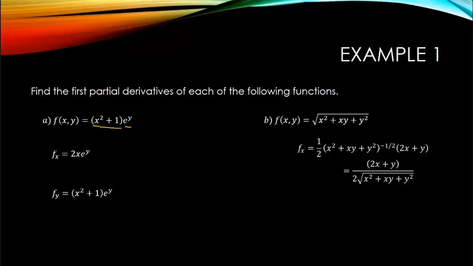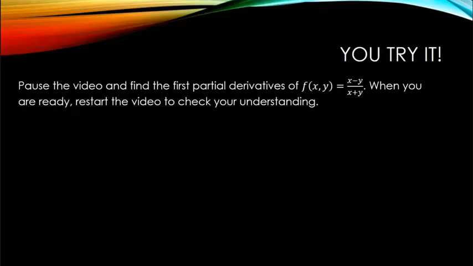squared. My fy, partial derivative with respect to y, is given by 1/2 times the quantity x squared plus xy plus y squared raised to the negative 1/2 power times x plus 2y. Again, I simplify that a little bit. I get the quantity x plus 2y over 2 times the square root of the quantity x squared plus xy plus y squared. So now you get to try it.